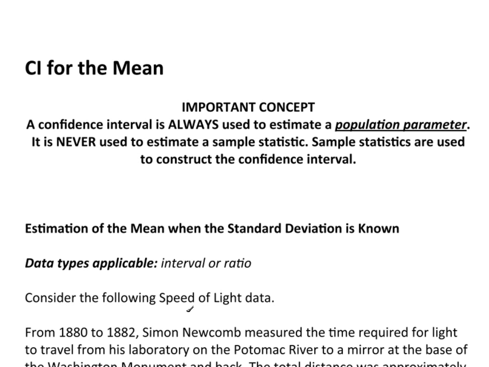Let's take a look now at the idea of calculating a confidence interval for the mean. Now, extremely important concept here. Remember, a confidence interval is always, always, always used to estimate a population parameter, and it's never used to estimate a sample statistic. Estimating the sample statistic doesn't make any sense. You calculate a sample statistic, you know what it is.